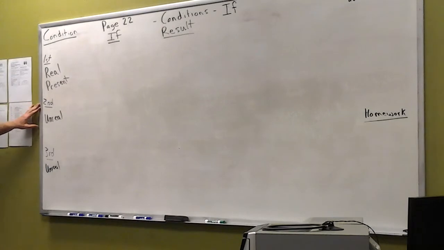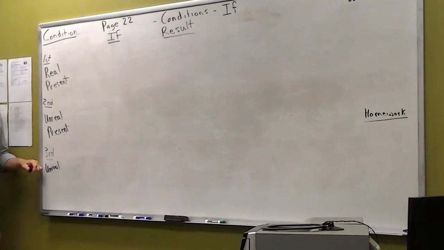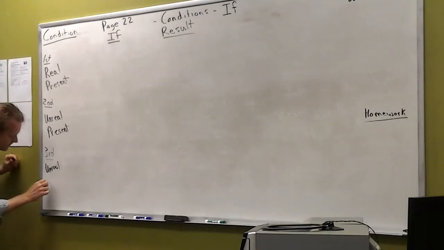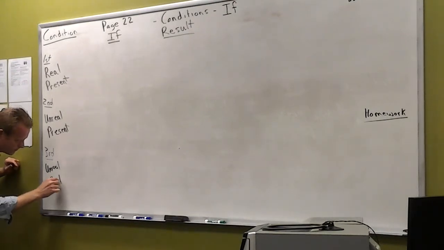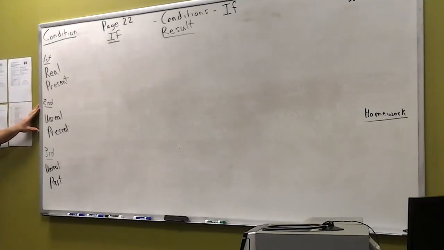With a second class condition, you're creating an unreal in the present, okay? And then with a third class condition, you're creating an unreal in the past. So that's the condition. You have a first class condition, real, right now. You have a second class condition, unreal, right now. And then you have a third class, unreal in the past.